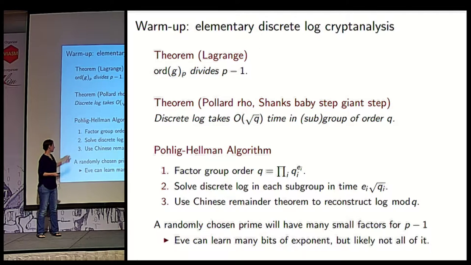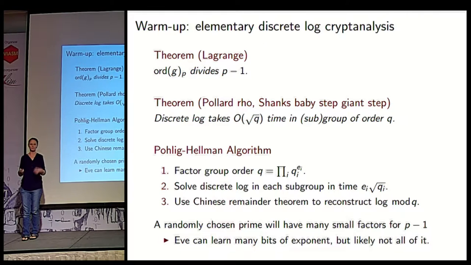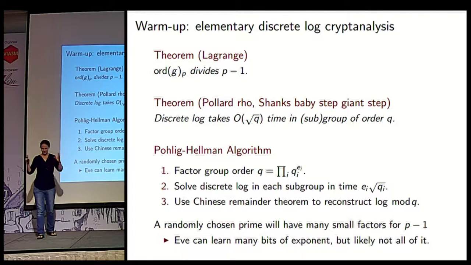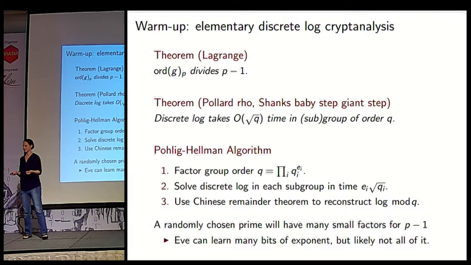So if on the previous slide, Cody generated just a random prime, P minus 1 is likely to have many small prime factors. And so our passive adversary can learn many bits of the exponent by applying this algorithm to the small prime factors that she was able to discover. But P minus 1 for, say, a 1024-bit prime is likely to have some pretty large factors, say, 500 or 300 bits, and so solving the discrete log in those subgroups is not going to be feasible, so she can't learn the entire exponent. But she can learn a lot of information about it, much more than she should be able to.